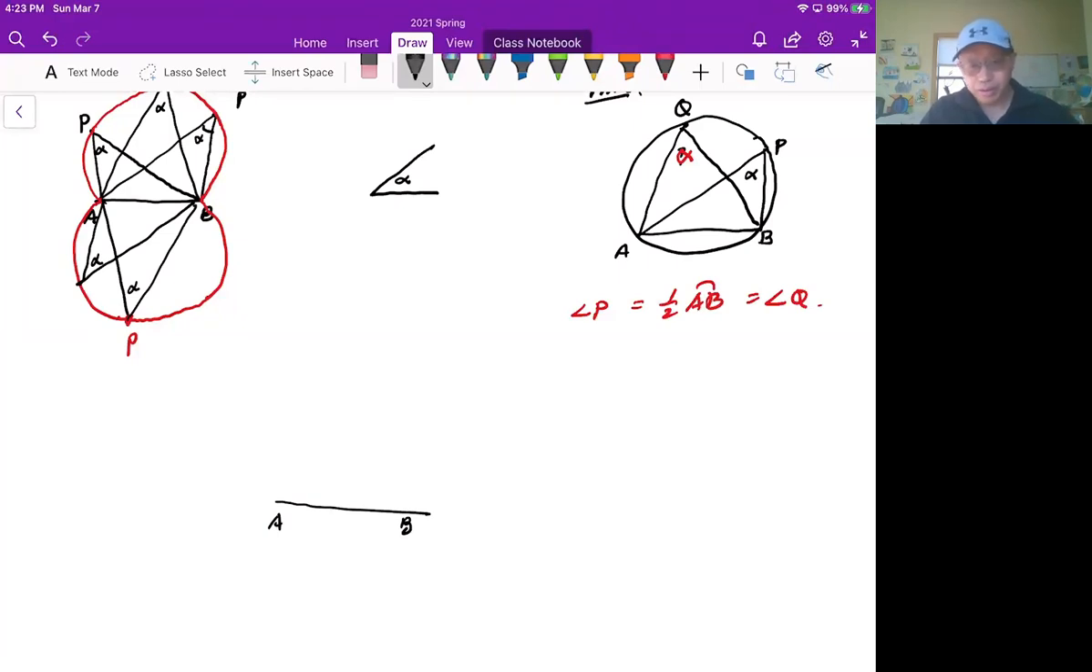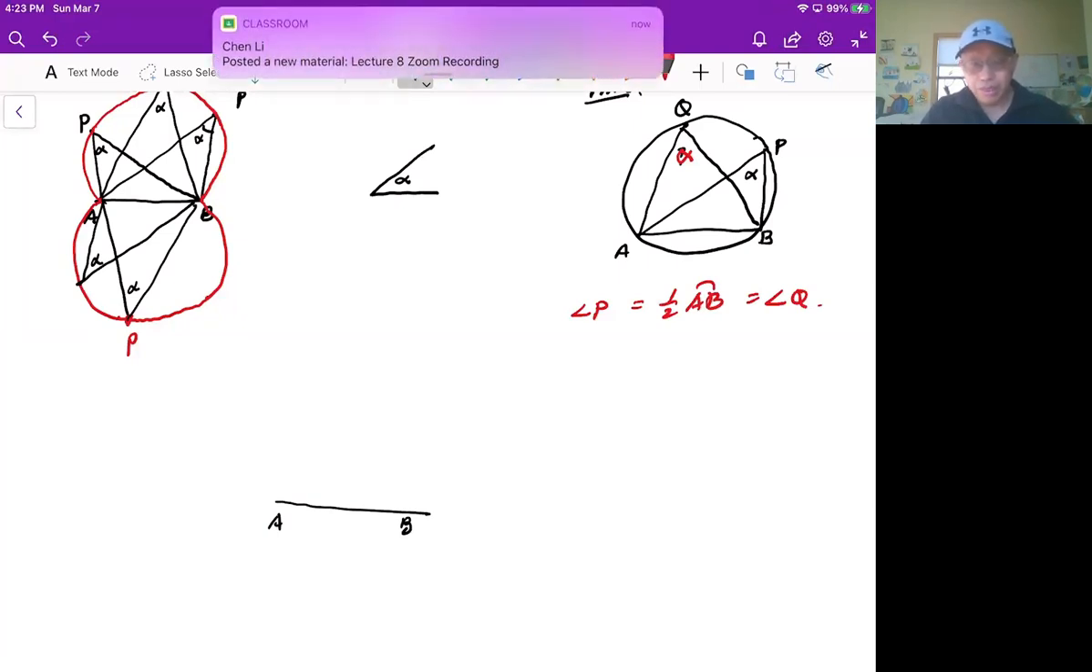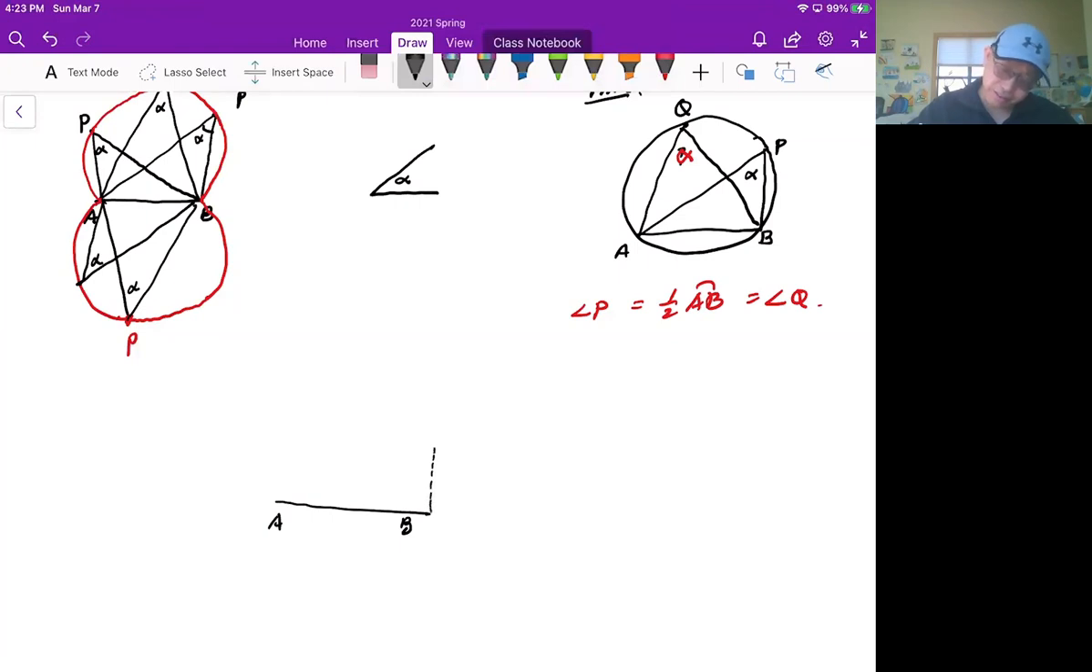But now I'm going to construct a perpendicular line. So this is a perpendicular line here, right? I can get that. And then from the other side, from A, I can get a perpendicular line here, right? And then from B, I can get a perpendicular. From A, I can get an angle, but this angle is actually complementary to the angle alpha.